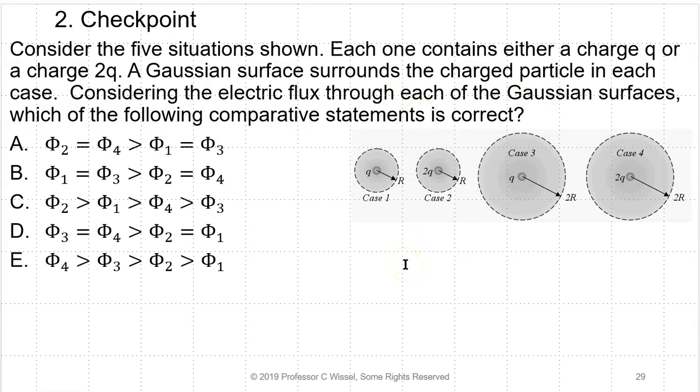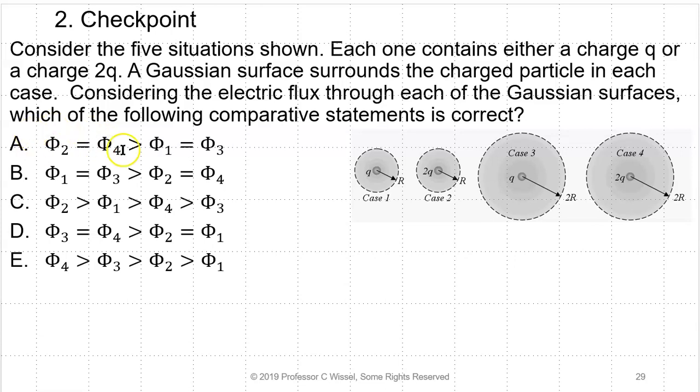Well, Gaussian surfaces have to do with the enclosed charge. So I look for, and it looks like they're looking for, equal to or greater than. So you want the biggest one first. The biggest ones are going to be the ones that have the biggest charge inside. So case 2 and case 4 are going to be the 2 biggest ones. And it's only the charge inside that counts. So these 2 will be equal to each other. So I'm looking for 2 equals 4 to be the first things here.